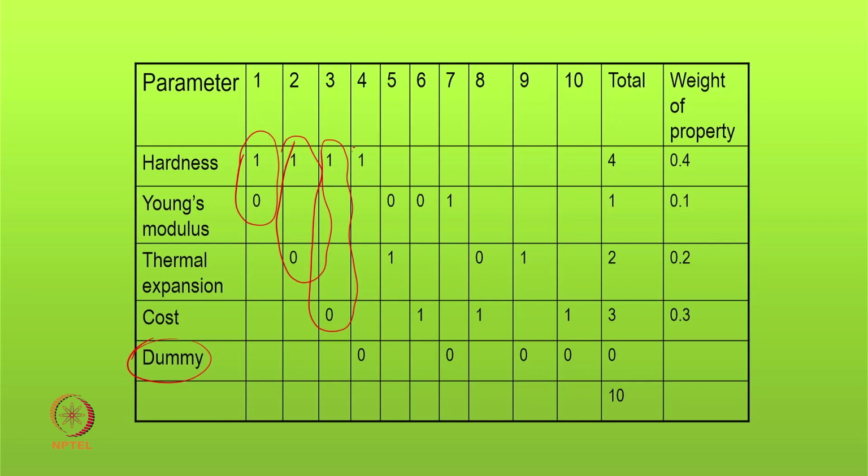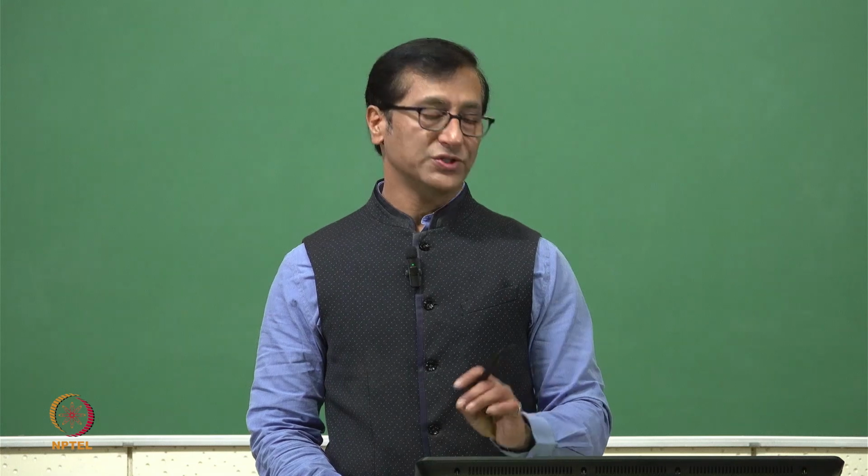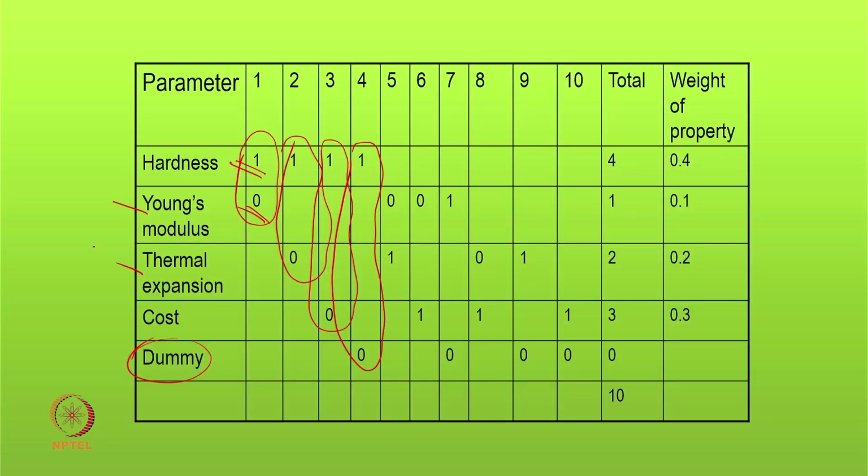So in this case, hardness versus dummy is 1-0. Here 1 means it is more important and 0 means it is not that important. That's why we call this the digital logic method. Coming to Young's modulus versus thermal expansion, we say thermal expansion is more important compared to Young's modulus. And again, in the Young's modulus comparison with cost, cost is more important. Coming to Young's modulus versus the dummy, Young's modulus is important because the dummy is not. Coming to thermal expansion versus cost, we say thermal expansion is given lesser weightage compared to the cost. Thermal expansion versus dummy is 1-0. Naturally, the last one is only the cost.